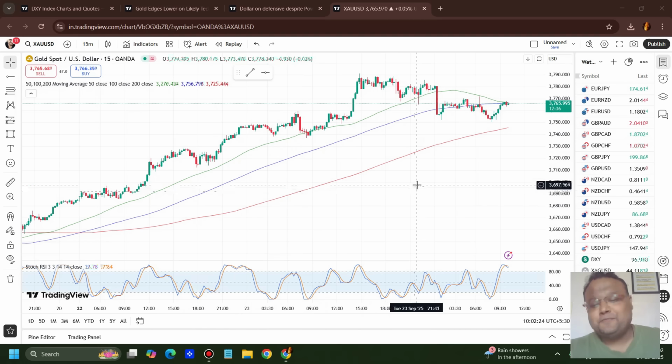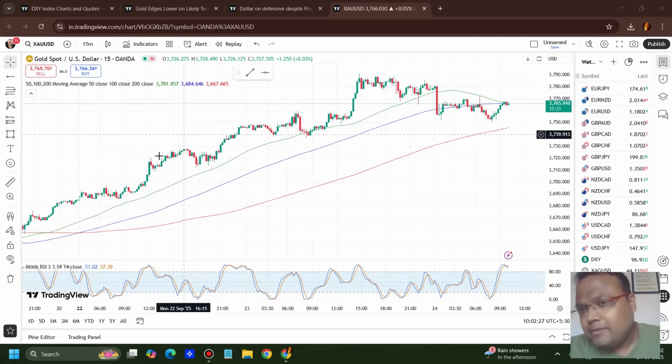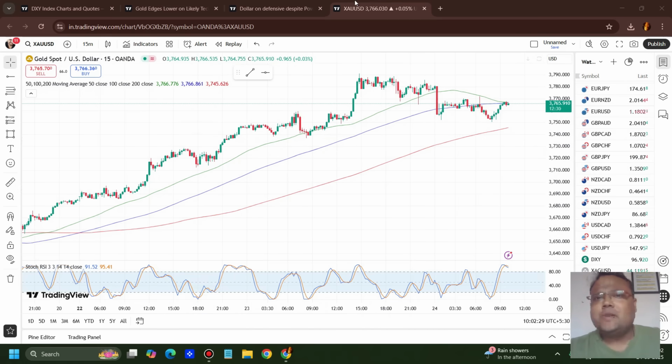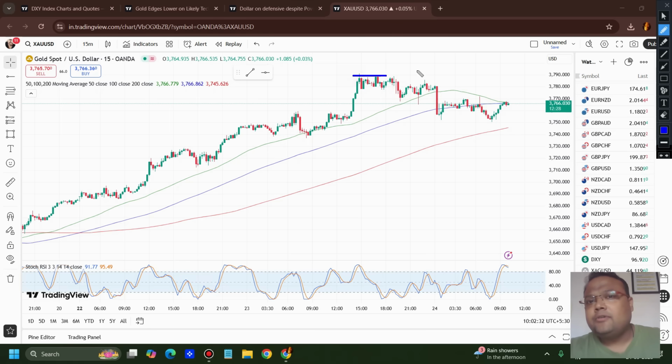So let's get started. My dear friends, this is the 15-minute chart of gold in front of us. We can see that after making a high of 3790, gold is showing signs of retracement. And as we have already discussed previously, that retracement or correction was extremely important.